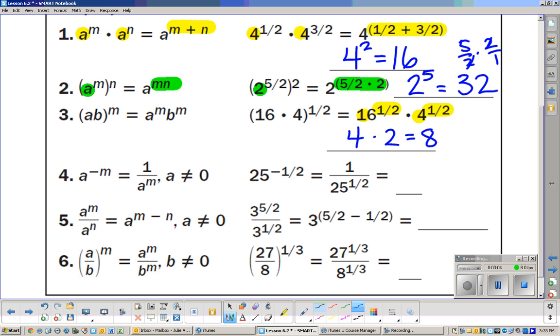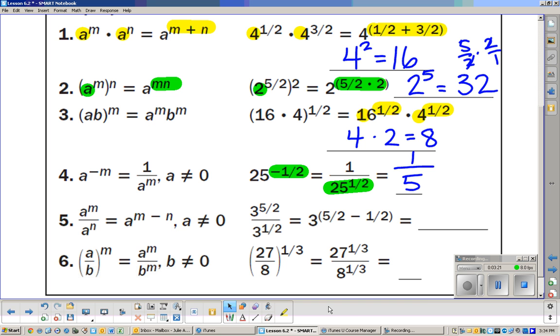Next we have the negative exponent, and as always, negative exponents mean you need to move it. So in this case, we're going to move it to the denominator. It becomes positive. Remember that 25 to the 1/2 simply means the square root of 25, which is 5.